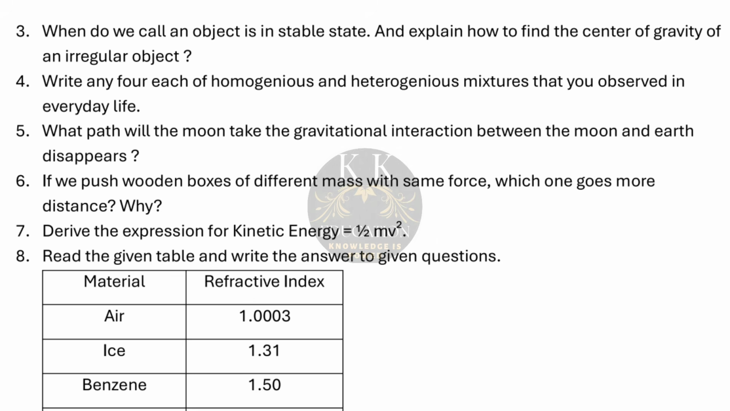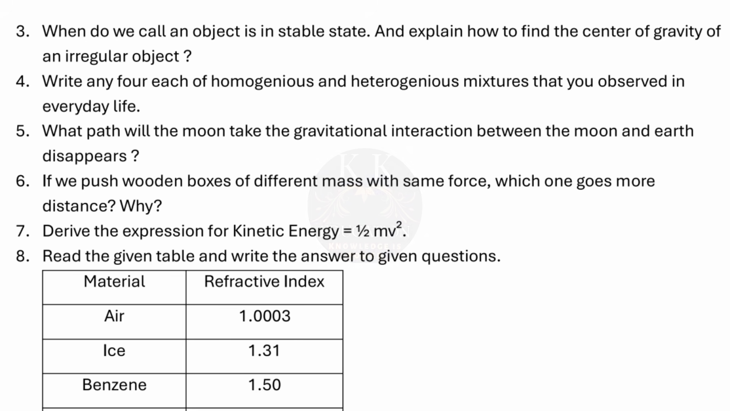Fourth question, write any four each of homogeneous and heterogeneous mixtures that you observed in everyday life. Fifth question, what path will the moon take if the gravitational interaction between the moon and the earth disappears? Sixth question, if we push wooden boxes of different mass with the same force, which one goes more distance and why? Seventh question, derive the expression of kinetic energy equal to half mv square.